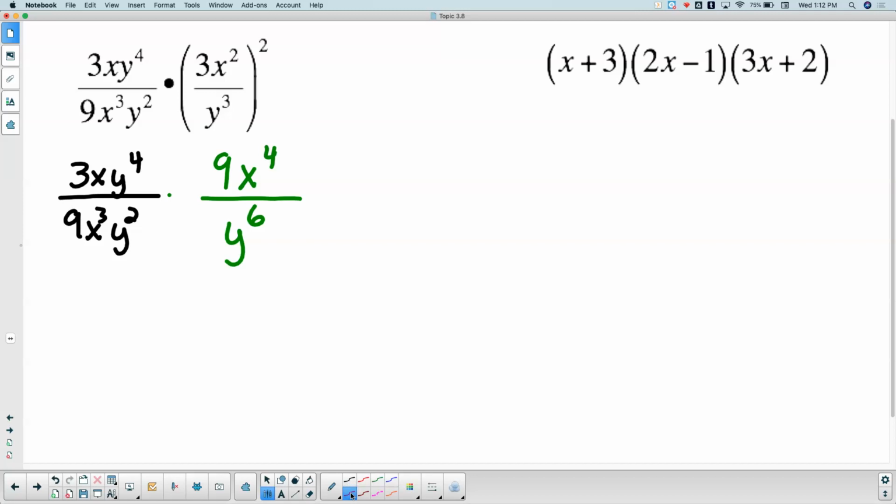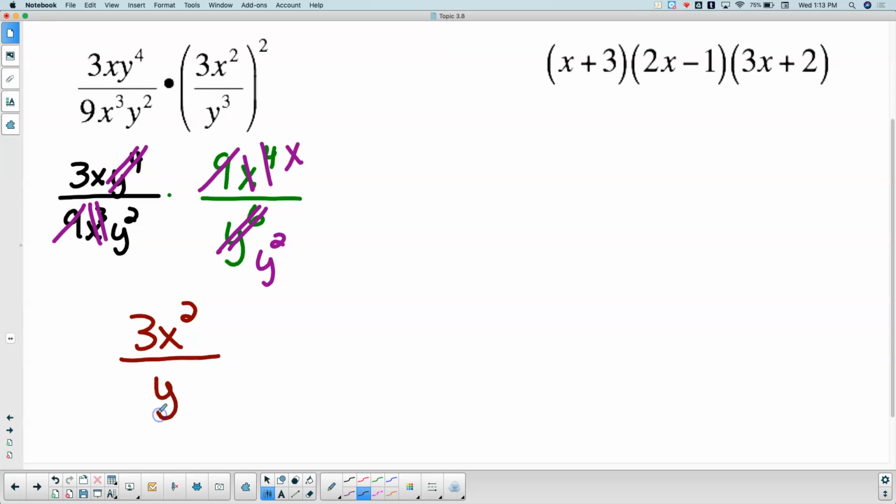So then this 9 will cancel out that 9 because they're on top and they're on the bottom. This y to the fourth will cancel out 4 of them down here, but that leaves me with 2 left over. This x cubed will cancel out this x to the fourth, but it'll still leave me with 1 up top. And I think that's all that can be simplified out of there. So that leaves me with 3x squared on the top and y to the fourth on the bottom.